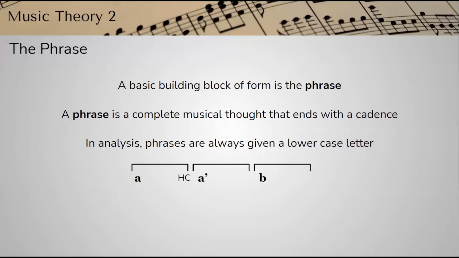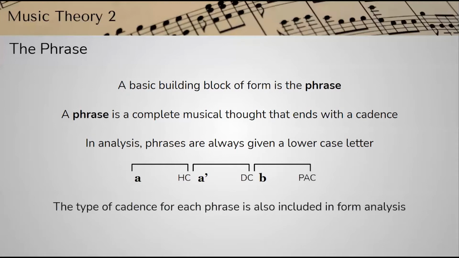Okay. Also important are the cadences that happen with the phrases, because a phrase cannot exist without a cadence, so we'll almost always include what kind of cadence there is for each of these. So this diagram here is telling you that we have the first phrase, which we'll call A, ends in a half cadence.